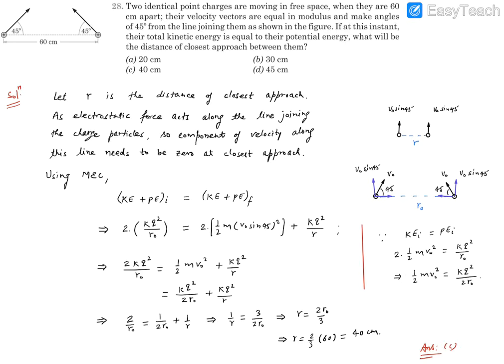These particles will not come any closer than 40 centimeter. And after this situation, they will be separating, because this electrostatic repulsion is going to bring velocities in opposite, outward directions, so they will be separating from then onwards. So minimum separation is 40 centimeter, hence option C is going to be perfectly okay. Thank you.